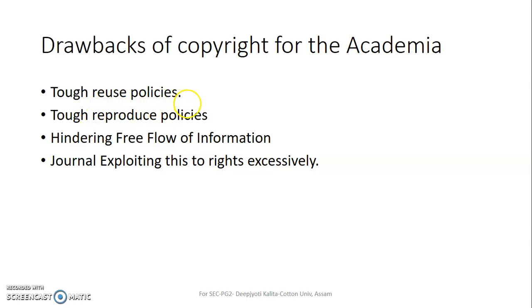They have tough reproduction policies. That means you can reproduce a copyrighted work, but only where it is very much necessary, in case of preservation purposes. And these two things hinder the free flow of information in the academic community, which hinders the creation of new information. And these copyright laws are now exploited by the academic publishers, the journals, book publishers, based on which they make money, but the actual creators don't get the money.